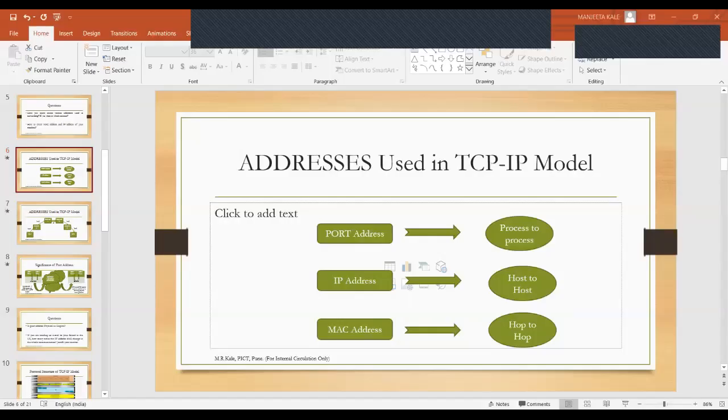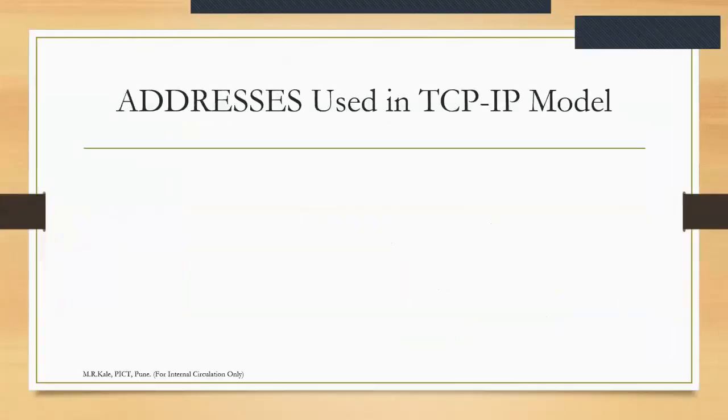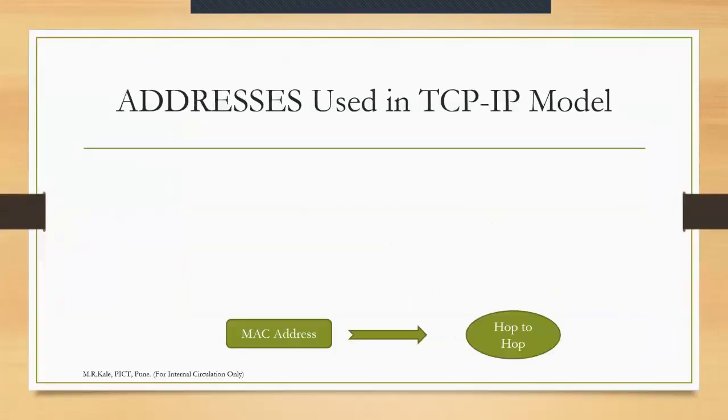Hello all. In this session, we are going to discuss the addresses used in the TCP IP model. In the last session, we have seen that there are four types of addresses used in the TCP IP model, namely MAC address, which is the lowest address in the TCP IP model. MAC address is also known as physical address or hardware address.